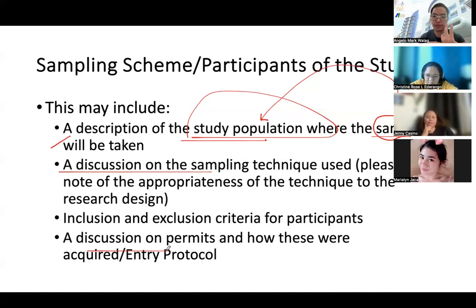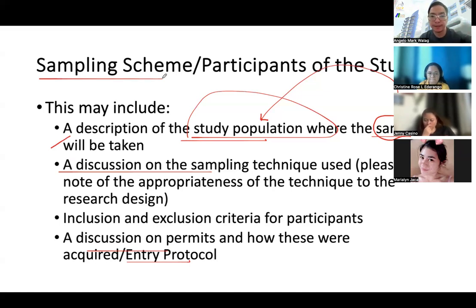Or for example, for Ma'am Maria, how did you access those memoranda? Did you write a letter to the DepEd record section or their administration section where you acquired all the certified true copies of the memoranda and so on and so forth? So that is your entry protocol, and that should be clearly described in your sampling scheme.